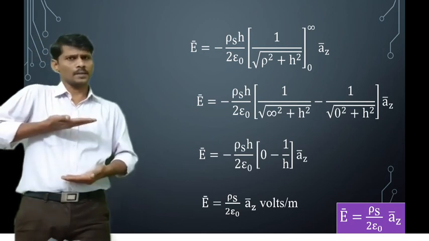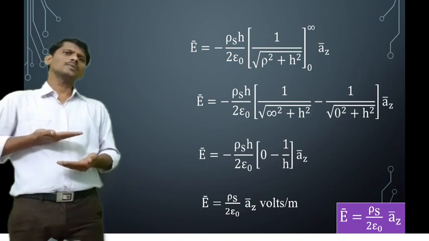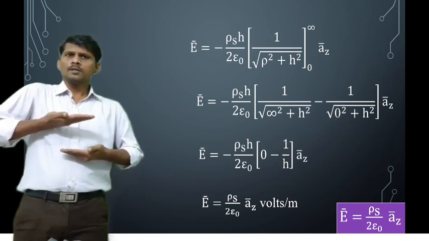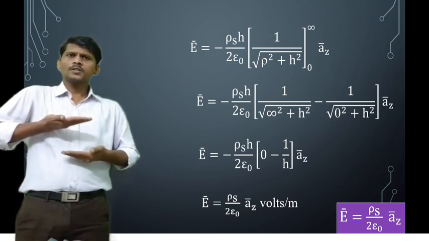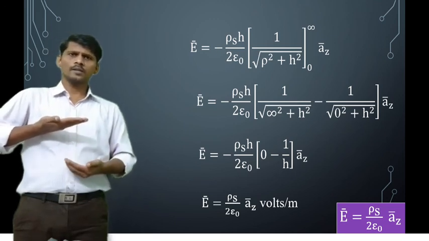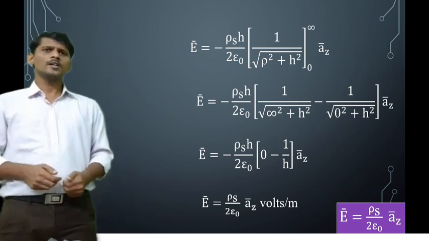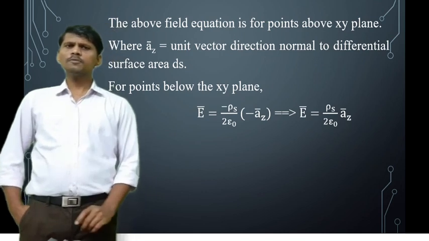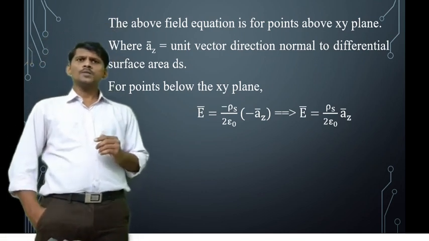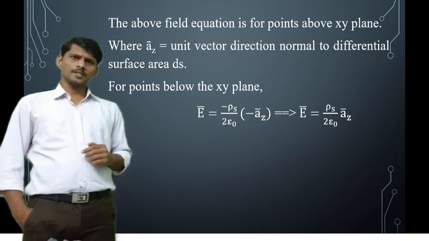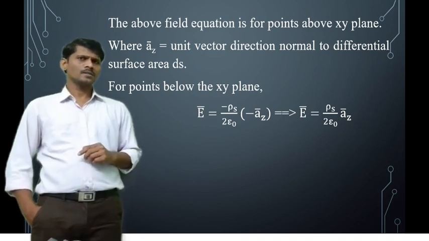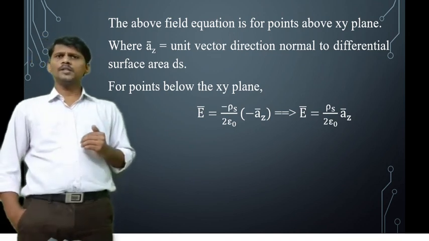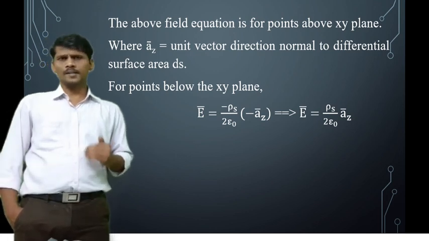Similarly, calculate the electric field intensity due to an infinite sheet of charge below the xy plane. Below the xy plane, the surface charge density is minus rho s coulombs per meter square, and in the downward direction the unit vector is minus Az bar. Therefore, for below the xy plane, the electric field intensity E bar is equal to minus rho s by 2 epsilon naught into minus Az bar. Minus into minus is plus, therefore rho s by 2 epsilon naught Az bar. For below the xy plane, the electric field intensity is also rho s by 2 epsilon naught Az bar.